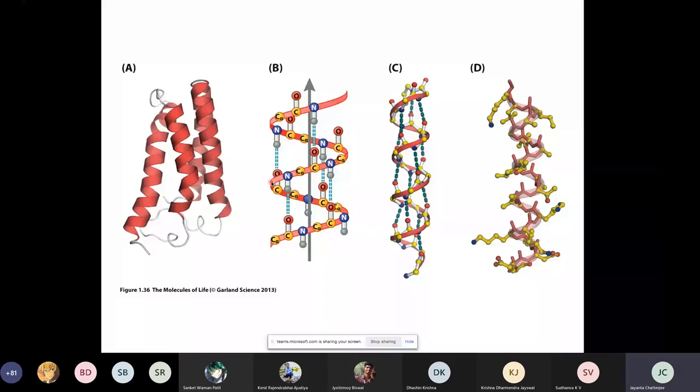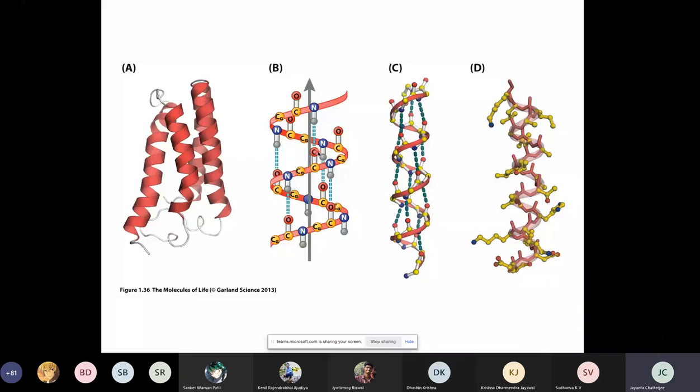You can also calculate the rise per residue. This is a single turn, from this point to this point. If you divide 5.4 by 3.6, it comes to roughly 1.5 angstrom. So each amino acid rise is 1.5 angstrom in an alpha helix. These are a few statistics of an alpha helix. Please read about this in the textbook.